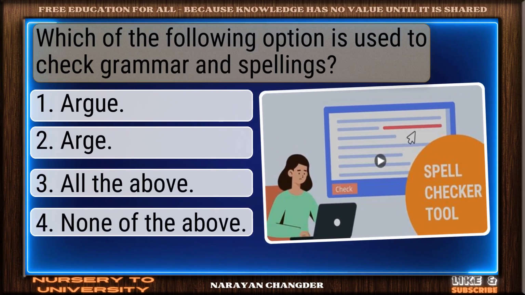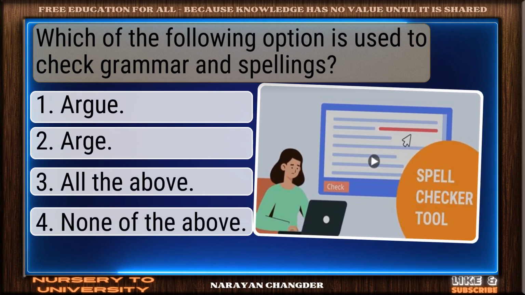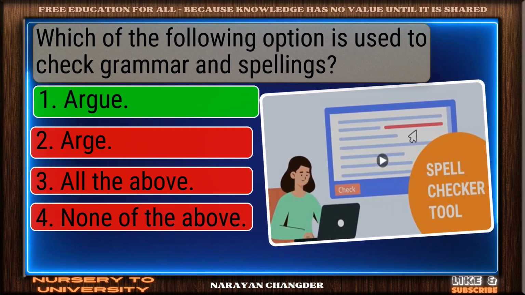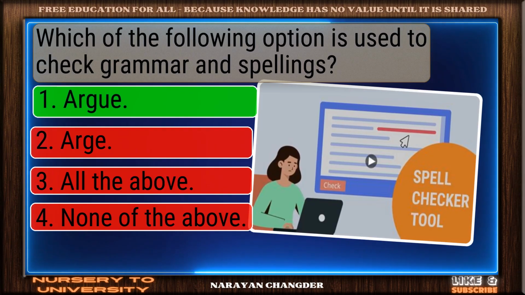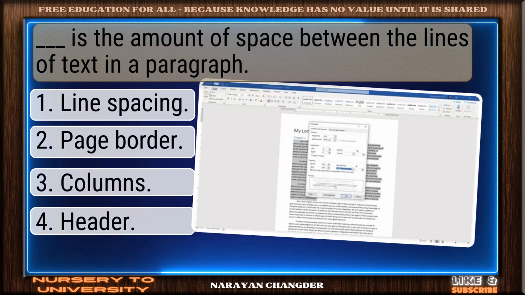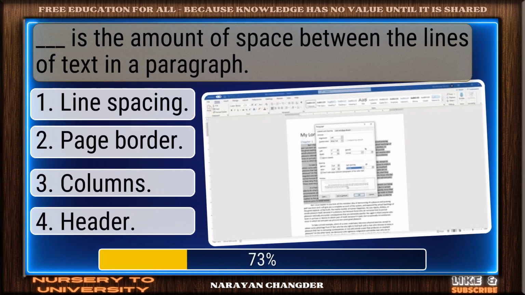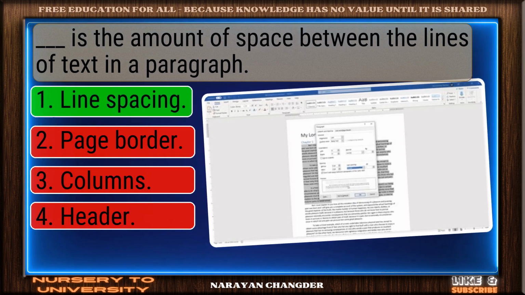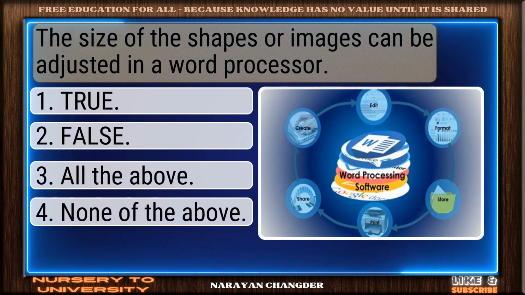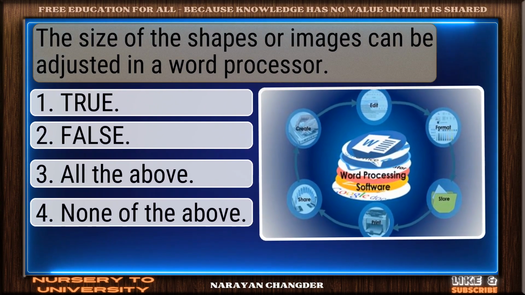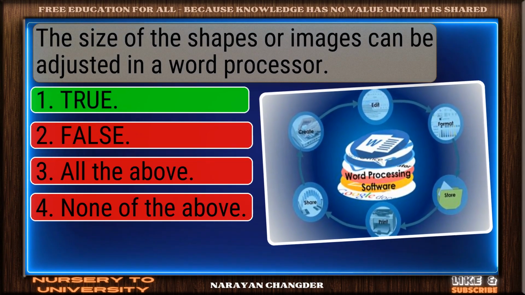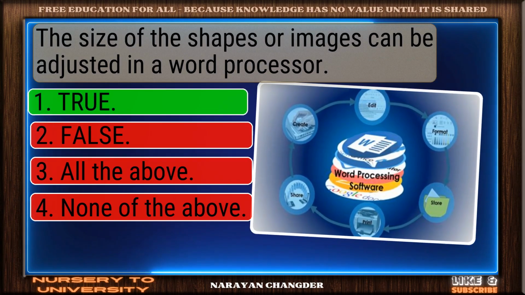Which of the following option is used to check grammar and spellings? Smart move. Ar is an accurate answer. Line spacing is the amount of space between the lines of text in a paragraph. Smart pick. Line spacing is the correct choice. The size of the shapes or images can be adjusted in a word processor. Nice selection. True is the correct and valid answer.